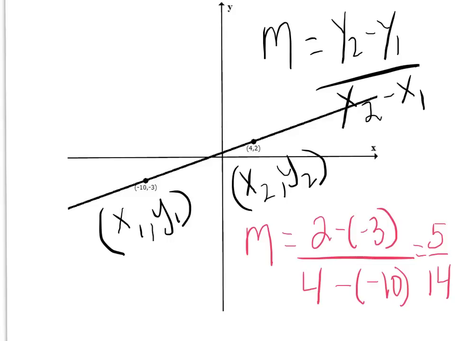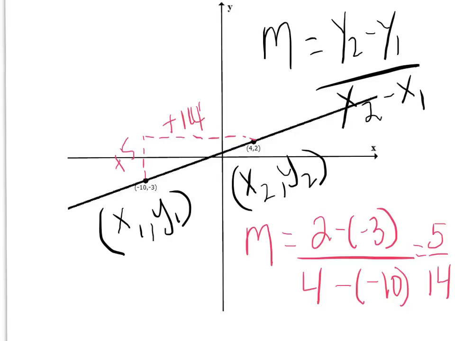Part D asks if it makes sense that 5/14 could be the slope of this line. So let's see. The way that you check it is that on your graph you actually count the units between the points. So you're counting the distance between -3 and 2. To get to 0 it would be 3 units, and then to get to 2 it would be another 2, so that's positive 5. Then to get from -10 to 0 would be 10, and then to move another 4 units to get to 4, it would be a total of 14.